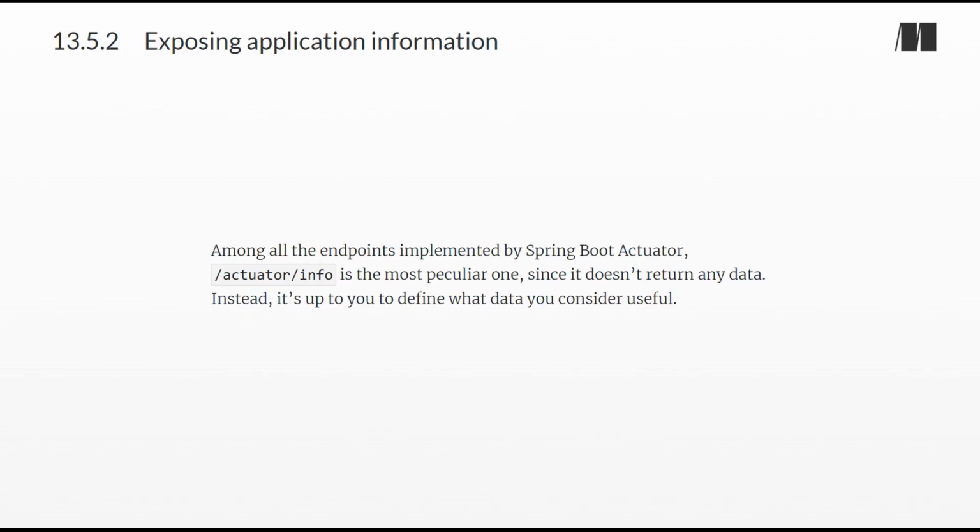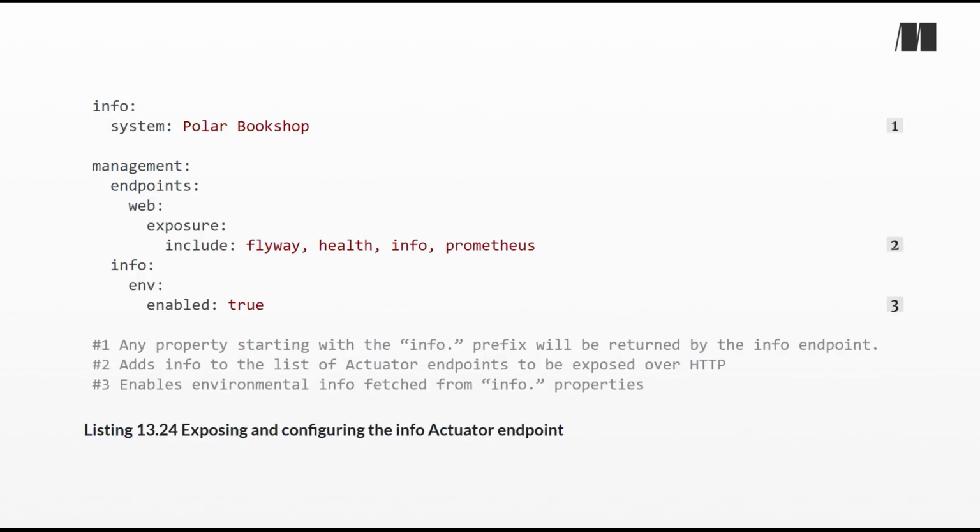Section 13.5.2, Exposing Application Information. Among all the endpoints implemented by Spring Boot Actuator, /actuator/info is the most peculiar one, since it doesn't return any data. Instead, it's up to you to define what data you consider useful. One way to contribute data for the endpoint is through configuration properties. For example, go to your Catalog Service project, open the application.yml file and add the following property to include the name of the system of which Catalog Service is part. You'll also need to enable the info endpoint to be exposed through HTTP, similar to what we did with the other endpoints, and enable the env contributor responsible for parsing all the properties with the info prefix.